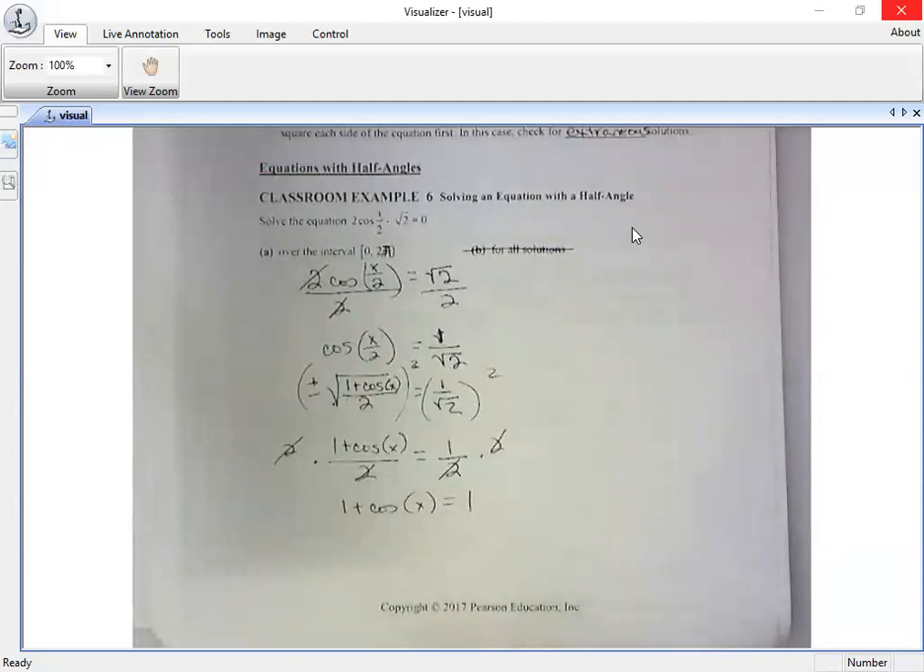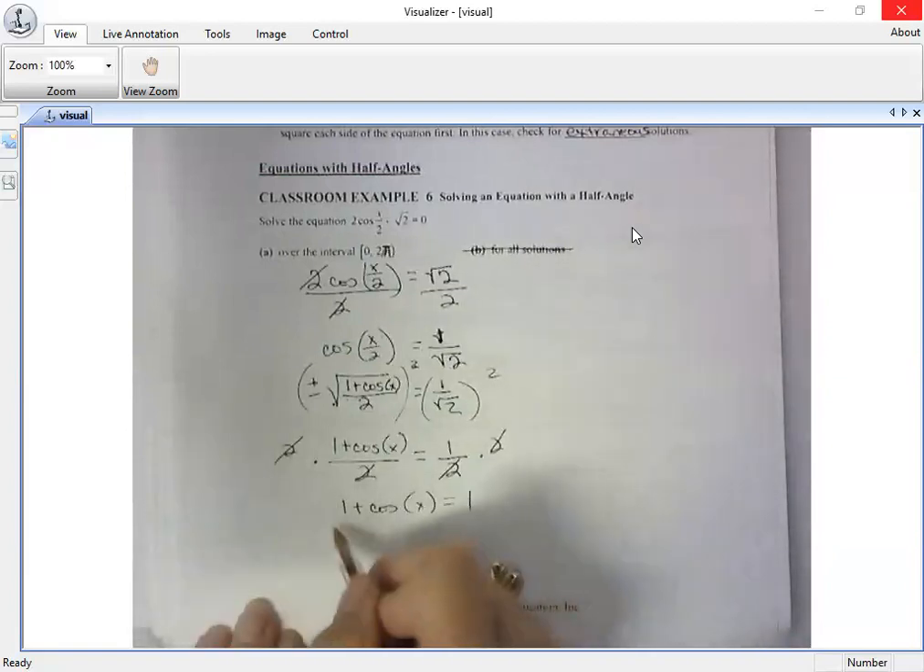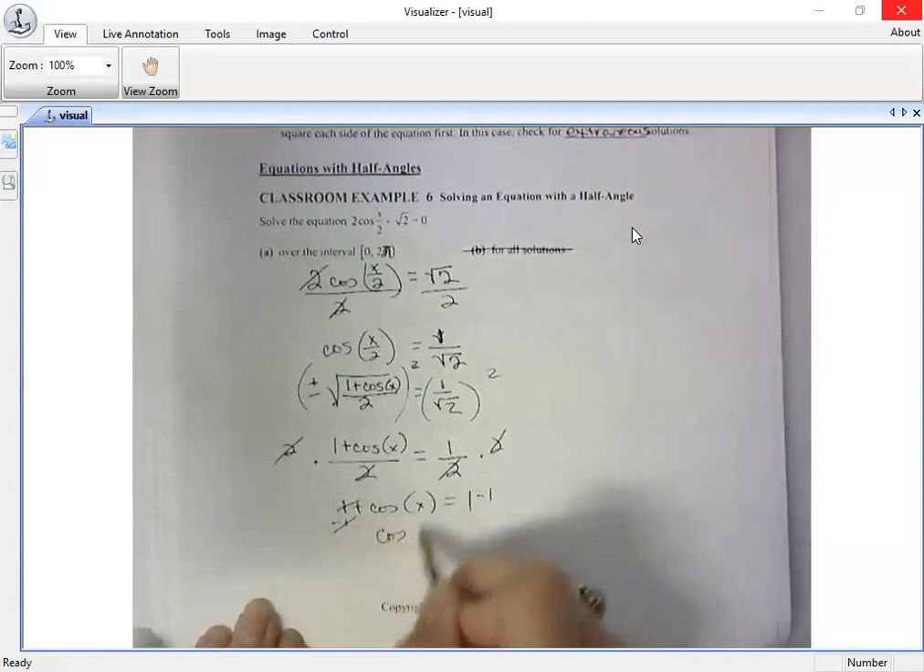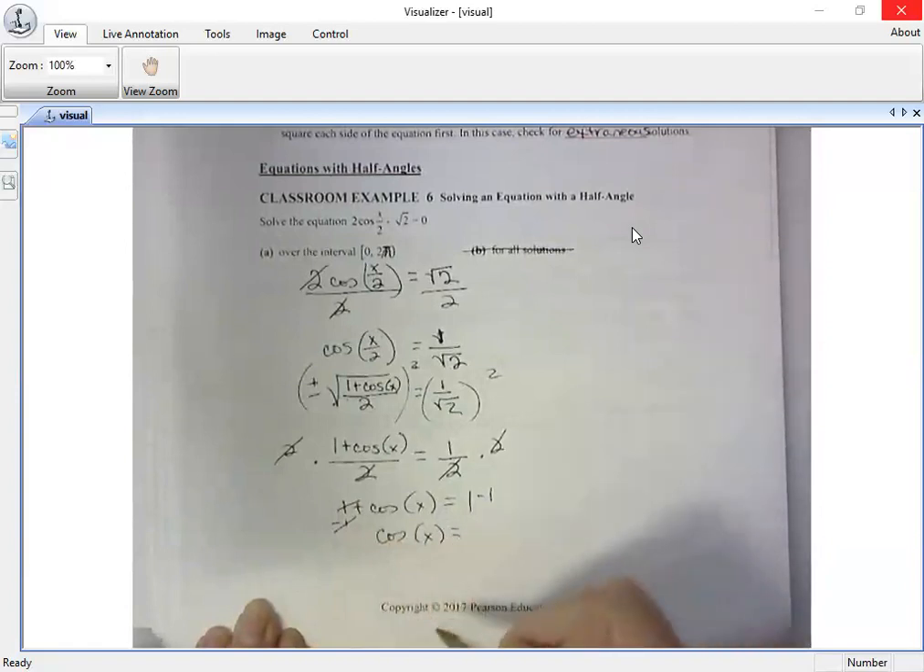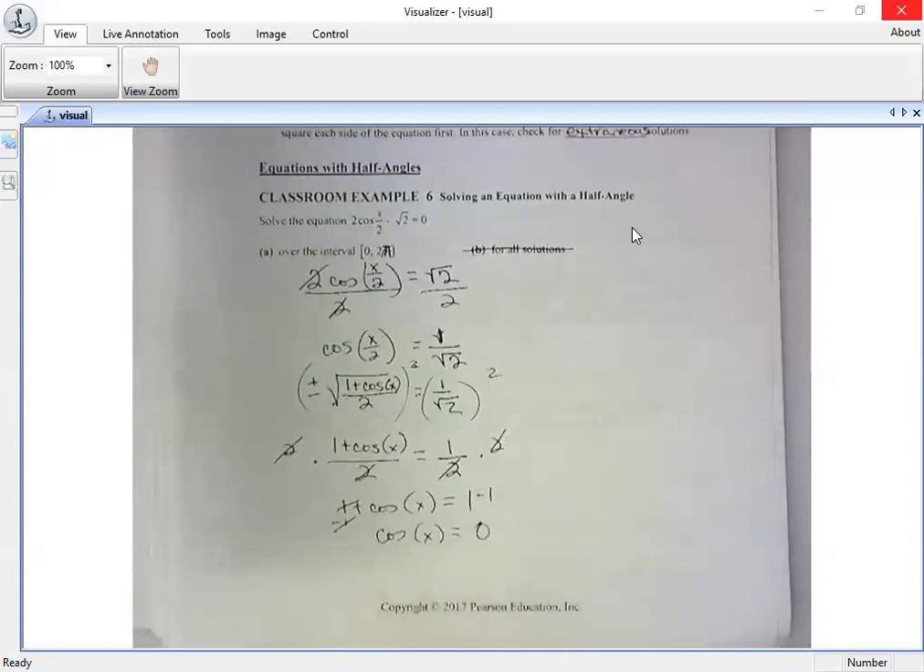Well, I don't have cosine squared, so I don't want the Pythagorean identity, but how many trig functions do you see? Only one. So what do I need to do? Isolate it. Subtract 1 from each side, and that means the cosine of angle x should equal what? That doesn't look too bad. Now, how would I figure out what angle has a cosine ratio of 0?